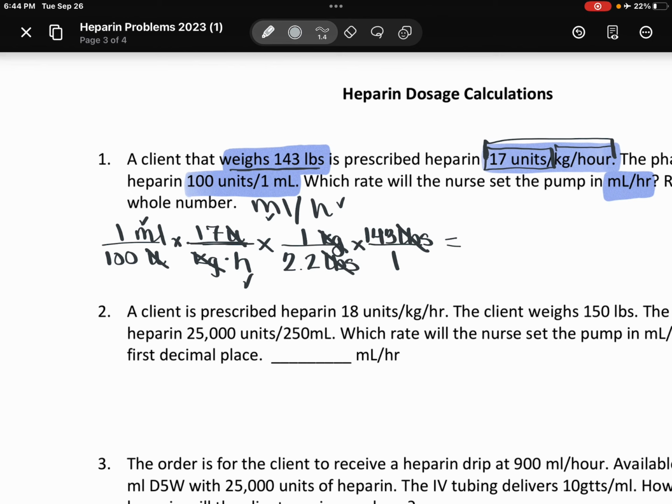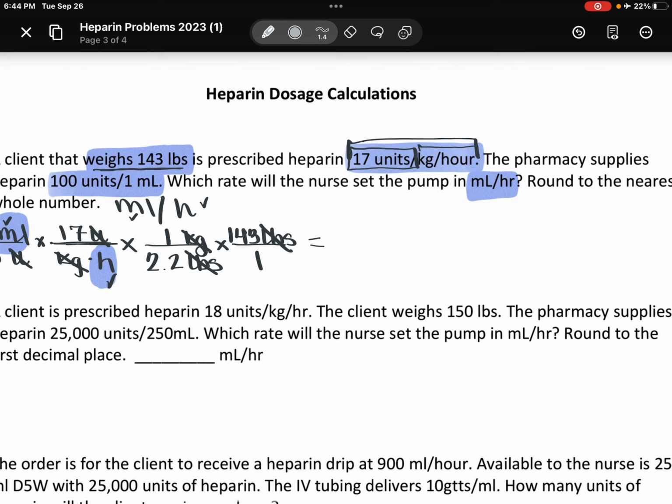The only thing you've got to do is times everything and then divide. Because you're left with my milliliter and my hour. Everything else in that problem has canceled. So you would do 17 times 143, and then you're going to divide the bottom half by 2.2. You would get 11.05. It would be milliliters per hour.